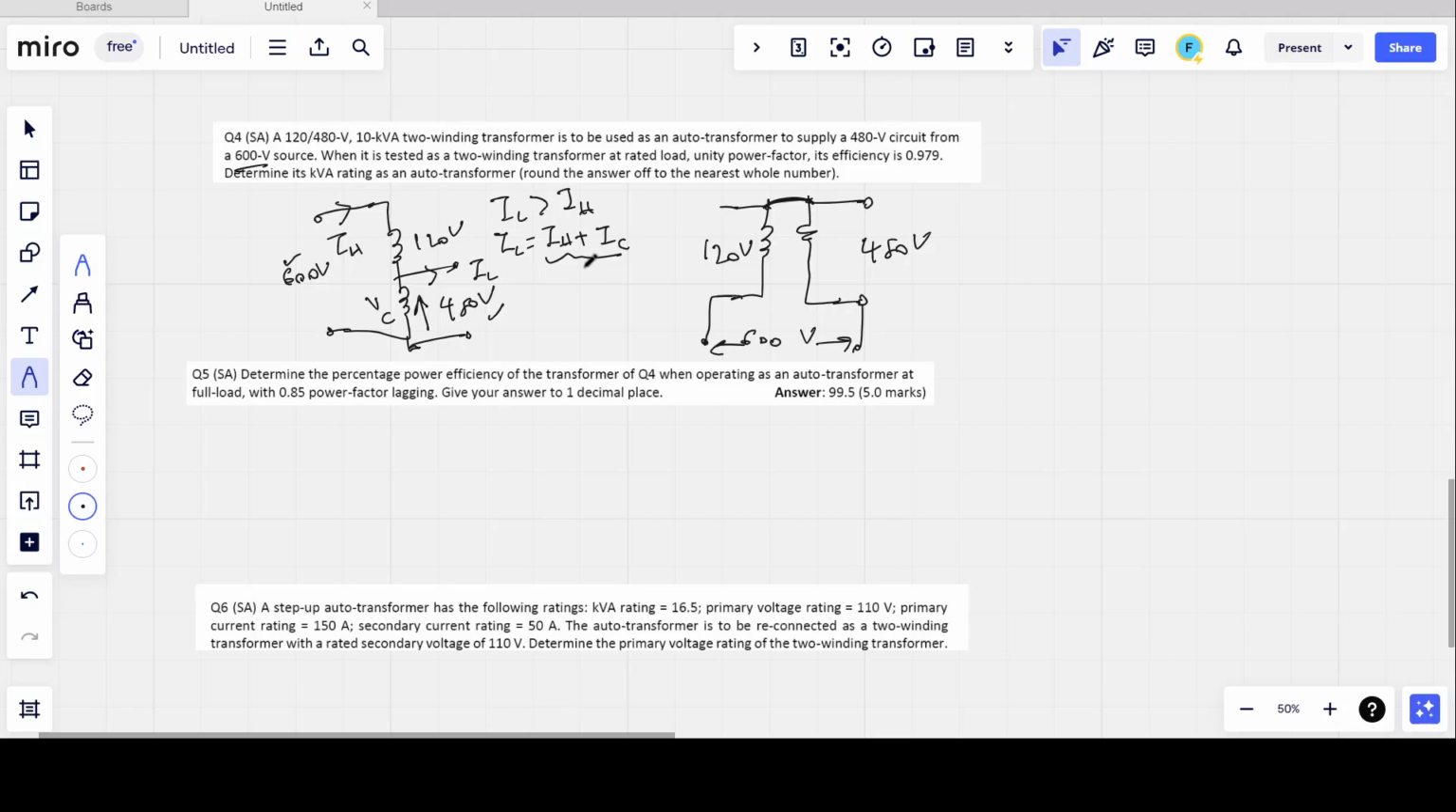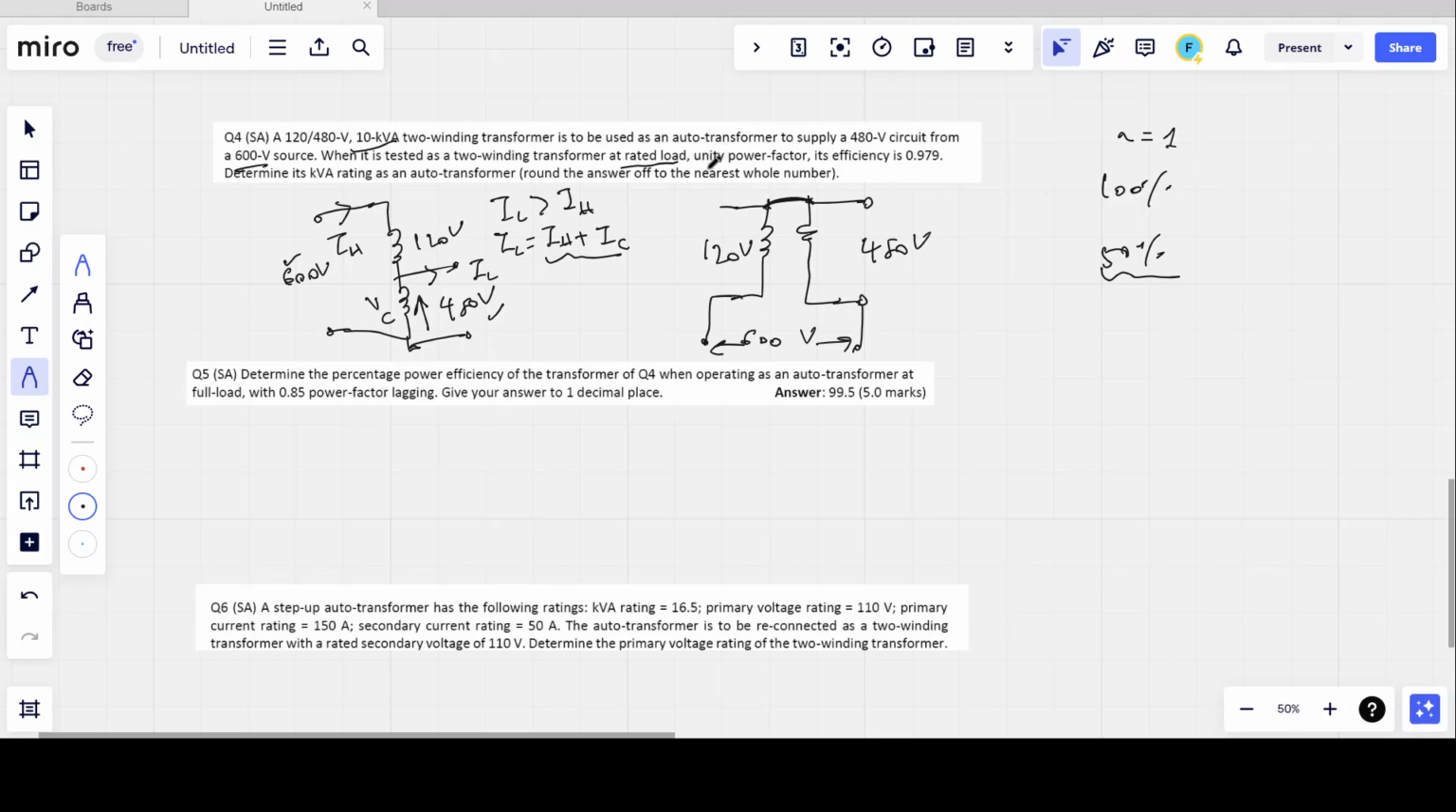Now when it is tested as a two winding transformer at rated load, let me just explain rated load. Rated load means 100% of the load, right? So if they say 50% of the load, it means that your power, which in this case is 10 kVA, will only be half. It will only be 5 kVA. So when they say at rated load, it only means that the value of that load is actually 1 or 100%.